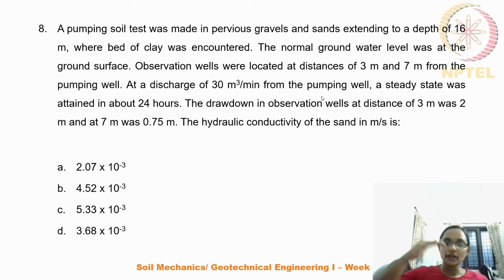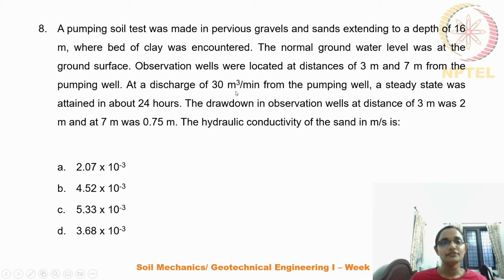So from the ground surface we went till 16 meter for conducting a pumping test and the normal groundwater level is at the ground surface. We have two observation wells. One is located at a distance of 3 meter and the other one is located at a distance of 7 meter from the pumping well.